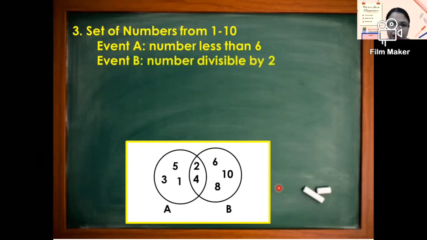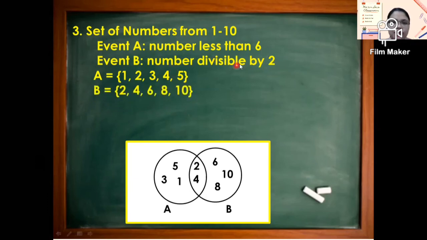Ang event B naman natin, number divisible by 2. So ang kailangan lang daw natin sa event B, lahat lang ng number na divisible sa 2. Tingnan muna natin sa event A. So, event A natin is 1, 2, 3, 4, 5, kasi ang condition, number less than 6. Sa ating event B, number divisible by 2, meron tayong 2, 4, 6, 8, 10.